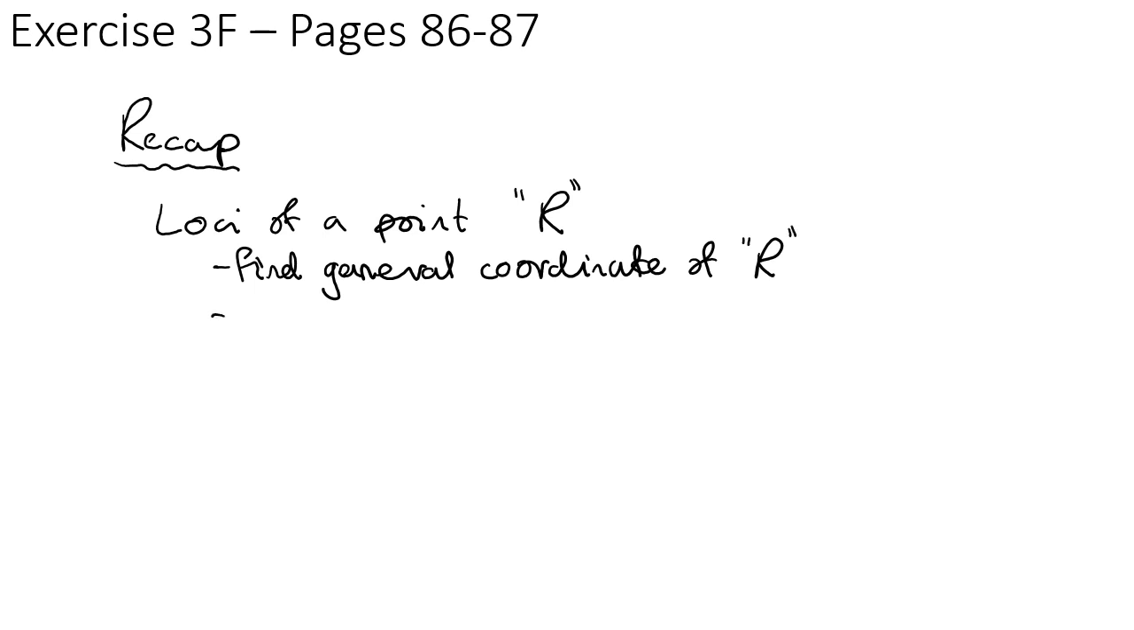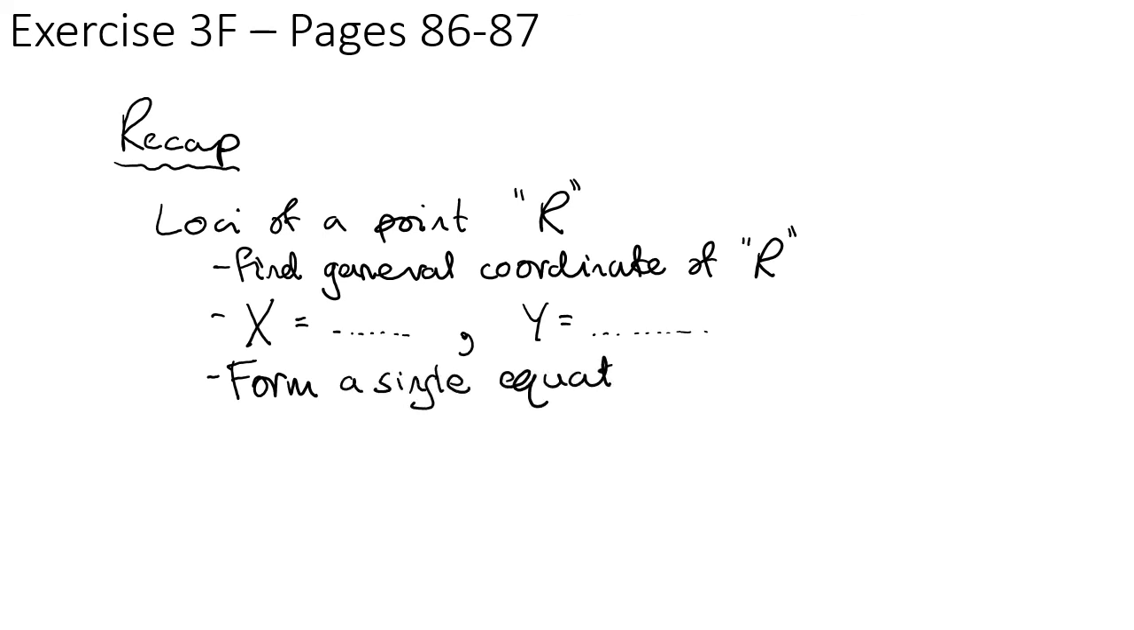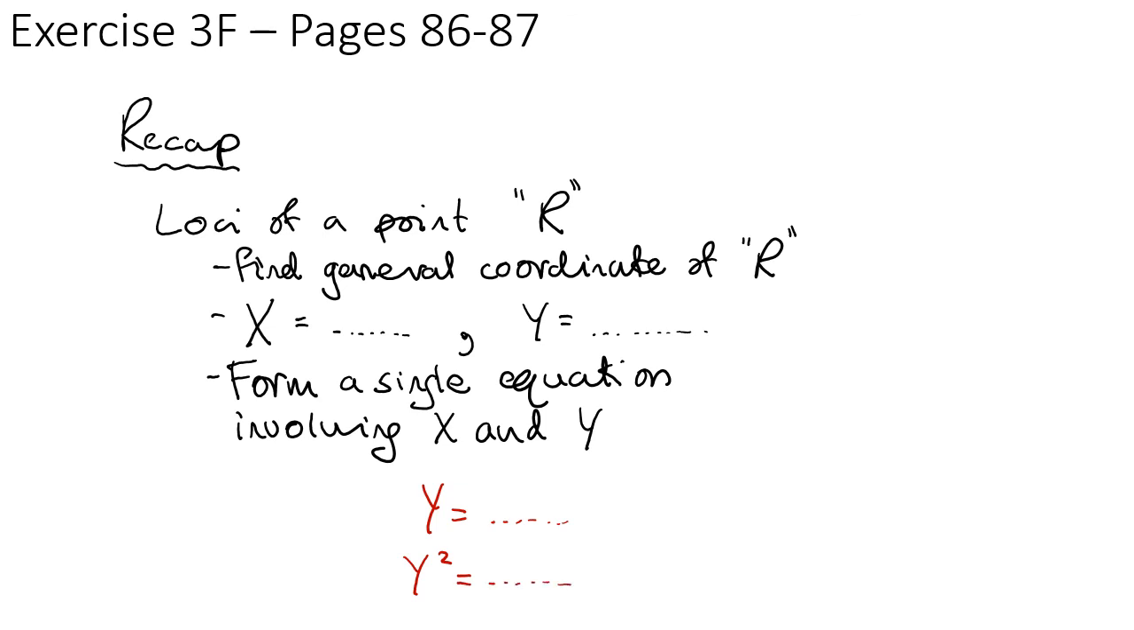Once we've found the general coordinates of R, we'll write big X equals whatever the x coordinate of R equals, and Y equals the y coordinate of R. Then X and Y need to be put together to form a single equation using X and Y, and sometimes that means eliminating t. It all depends on the equation. So the last step would be to form a single equation involving big X and Y. Now that may mean the use of a trig identity if you've got trig in there, but a single equation. So maybe Y equals something in terms of X, or Y squared, like the last example, equals something in terms of X. And that equation will give us the locus of R.